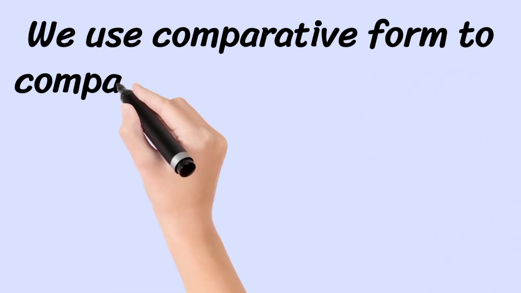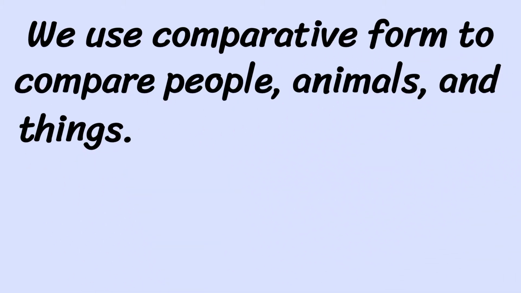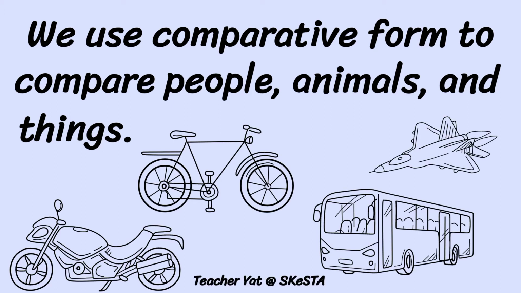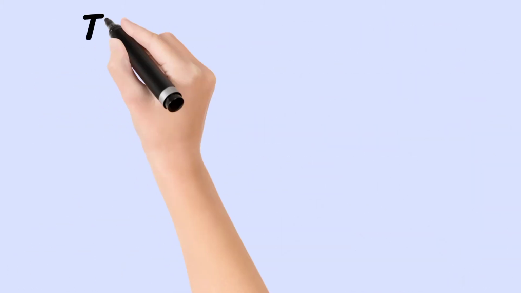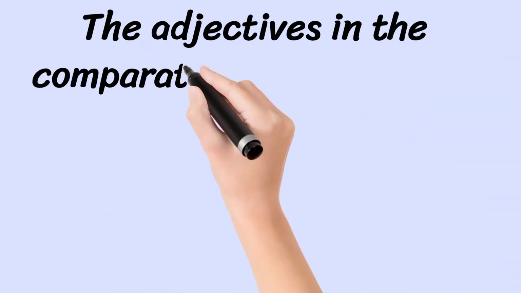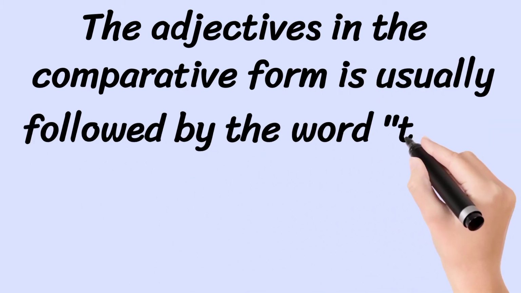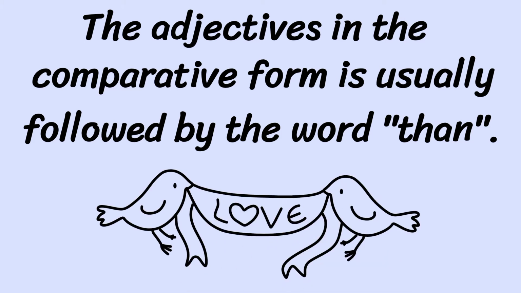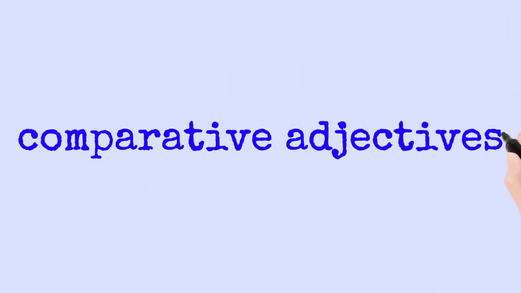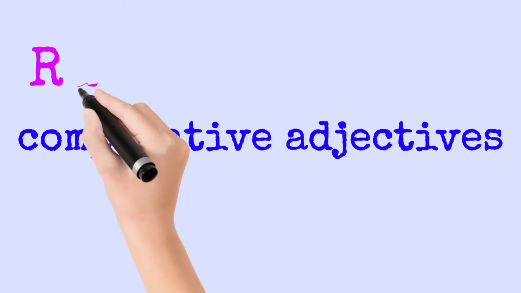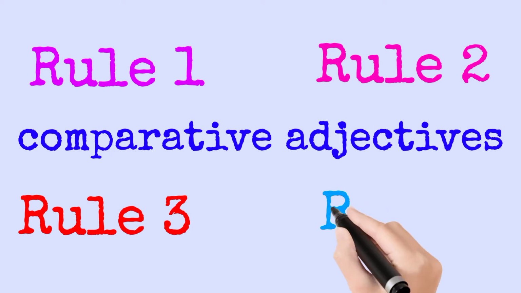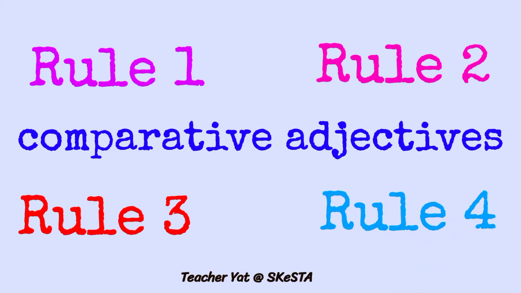We use comparative form to compare people, animals, and things. Kita menggunakan perbandingan untuk membandingkan orang, haiwan, dan benda. The adjective in the comparative form is usually followed by the word than. Kata sifat di dalam perbandingan biasanya diikuti dengan perkataan daripada atau berbanding dengan. There are 4 rules that we have to consider when forming a comparative adjective. Rule number 1, rule number 2, rule number 3, and rule number 4.